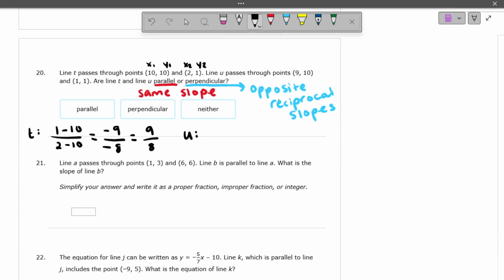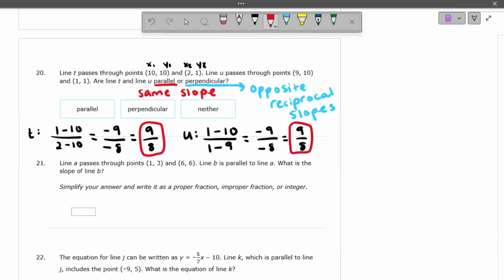The slope of line u is 1 minus 10 over 1 minus 9. So negative 9 over a negative 8 again, which is just 9 over 8. So it looks like this slope and this slope are the same. And if they're the same slope, that means these two lines are going to be parallel.